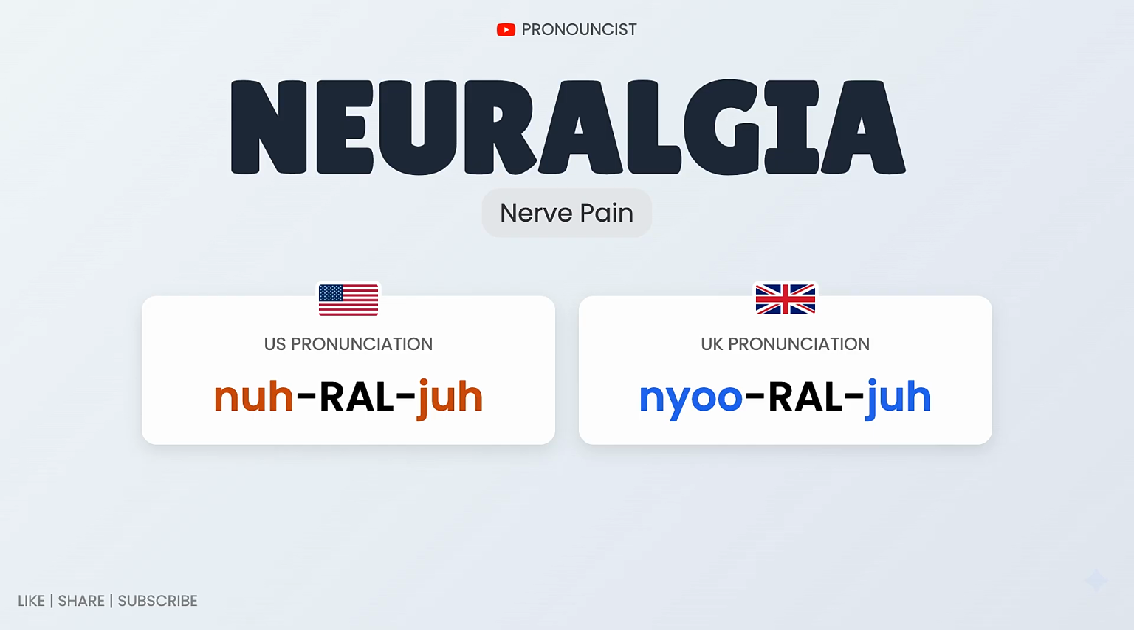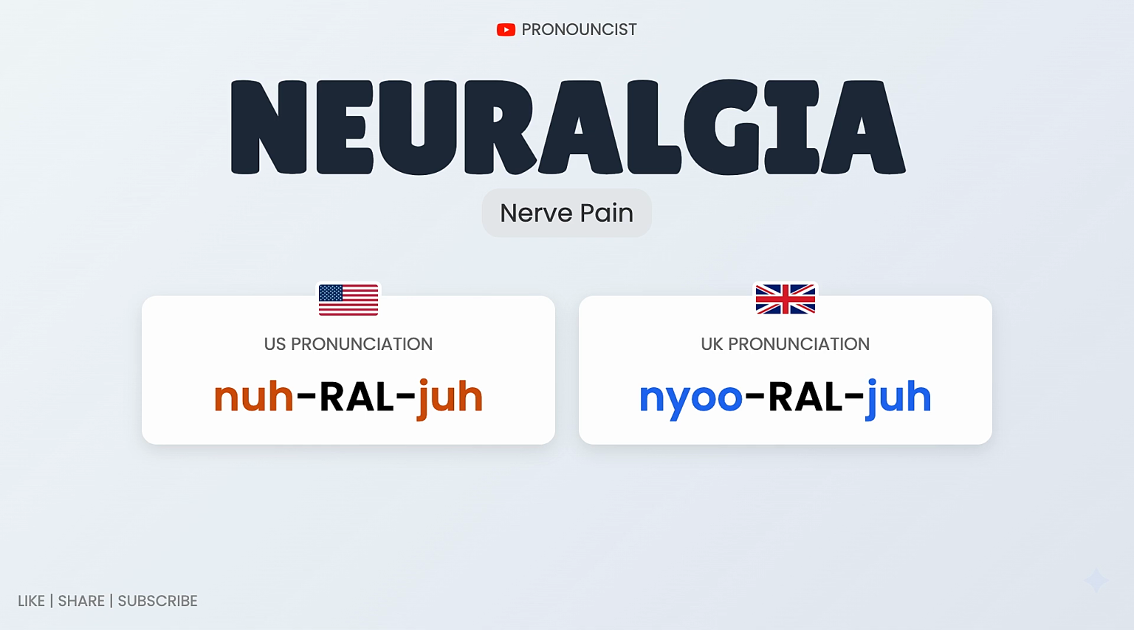NEURALGIA. Now, read the syllables of British pronunciation shown on the screen naturally. Neu. Ral. J. NEURALGIA. Neu. Ral. J. NEURALGIA. In US, stress ral.